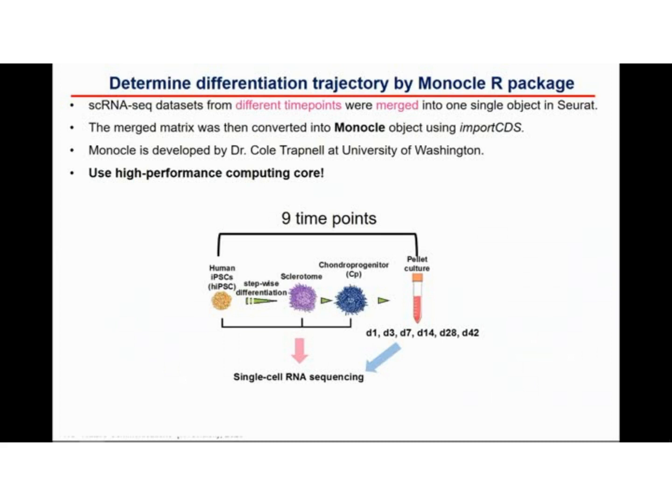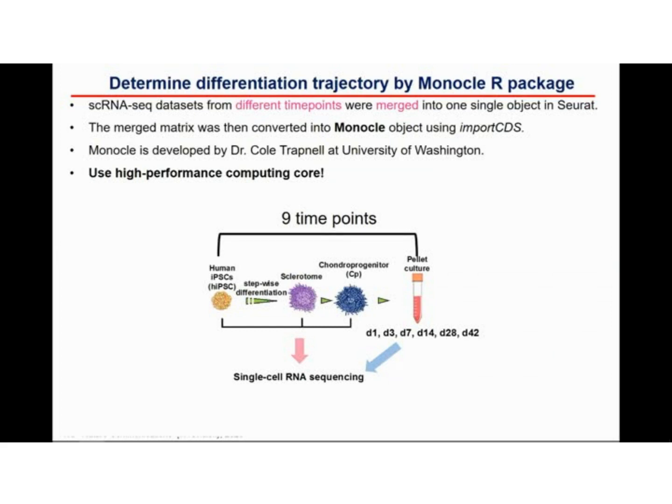Once we identify these heterogeneous cellular populations, next we're going to talk about how we determine the differentiation trajectory, particularly by using the Monocle R package. If you remember, we submitted 9 different time points for single-cell RNA sequencing, so we have 9 different sequencing data sets. What we're going to do is take these data sets from different time points and merge them into one single object in Seurat.